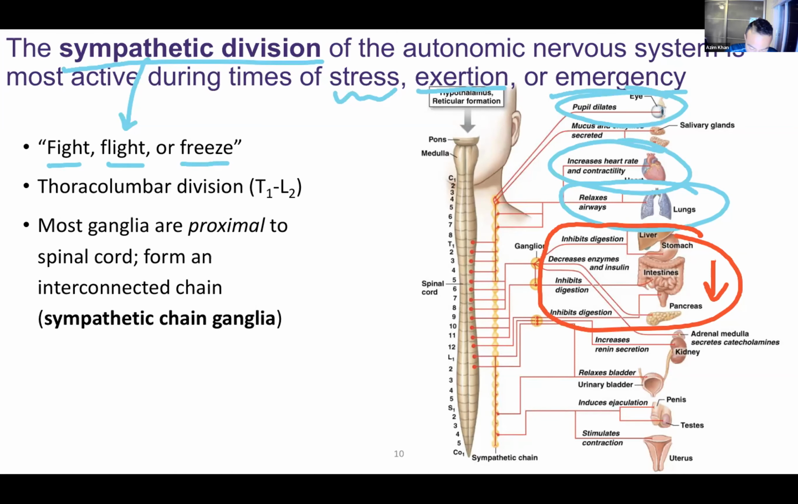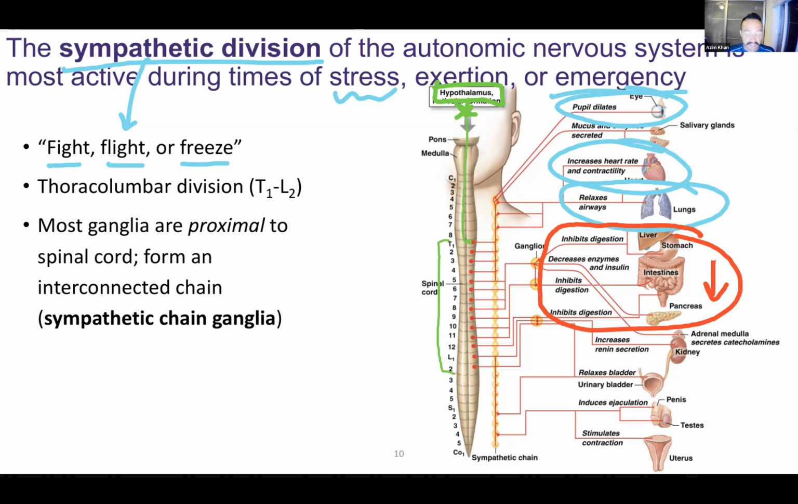If you remember, I said that we were going to have our first neuron in our pathway in the hypothalamus. Don't worry about the reticular formation. First neuron in the hypothalamus. So I'm going to draw my neuron here. It's going to go down the spinal cord and end somewhere between T1 to L2.